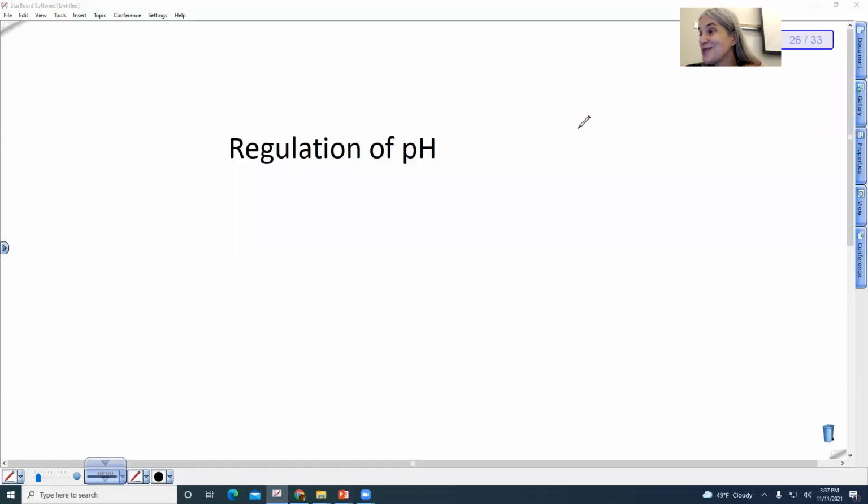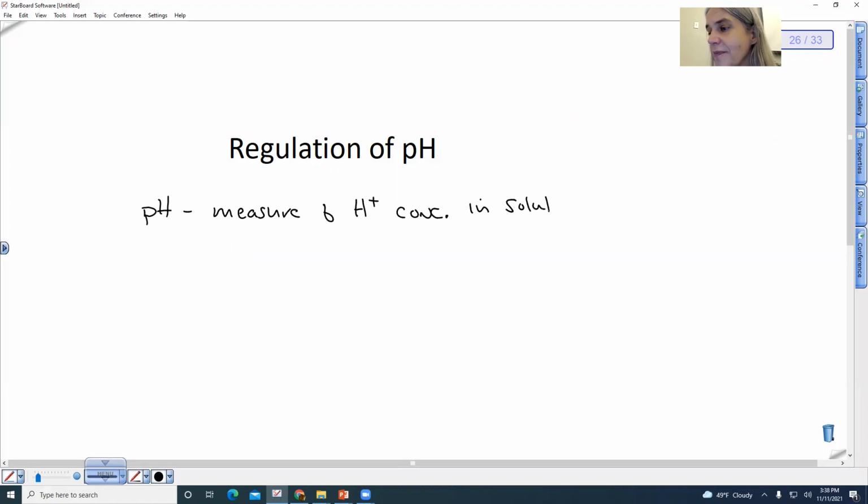In our body fluids, we also need to regulate pH. And you'll remember pH from previous biology lessons. pH is a measure of hydrogen ion concentration in solution in water. Now, it ranges from 0 to 14, where neutral, so distilled water that doesn't have anything in it, is a 7.